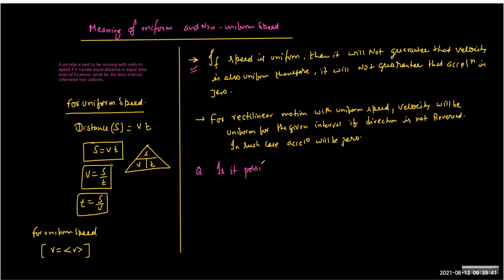Okay, so if I write a question: is it possible to have zero velocity and non-zero acceleration? The answer is yes. So you can quote some example to prove or validate your claim.